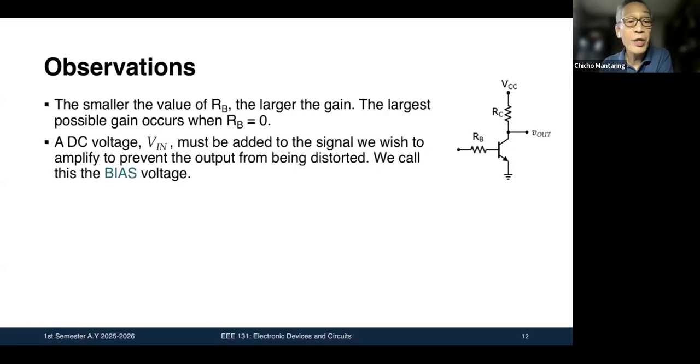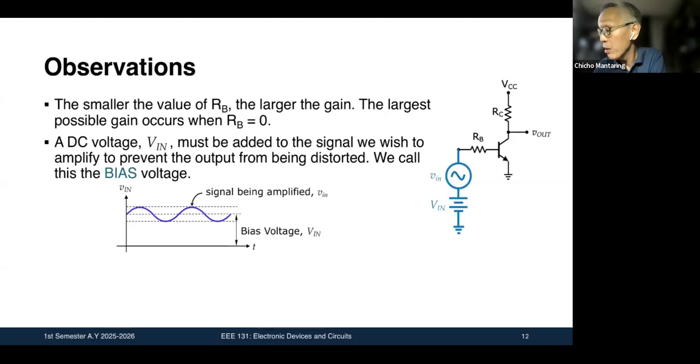Okay, then another observation. Notice that we had to place an offset voltage, no? A DC voltage V in. We added this to the input signal, the signal we wish to amplify, to prevent the output from being distorted. This is what we call the bias voltage. So, remember, no? This is the signal we want to amplify. We had to add a DC component. Okay? This DC component, we call that your bias voltage.